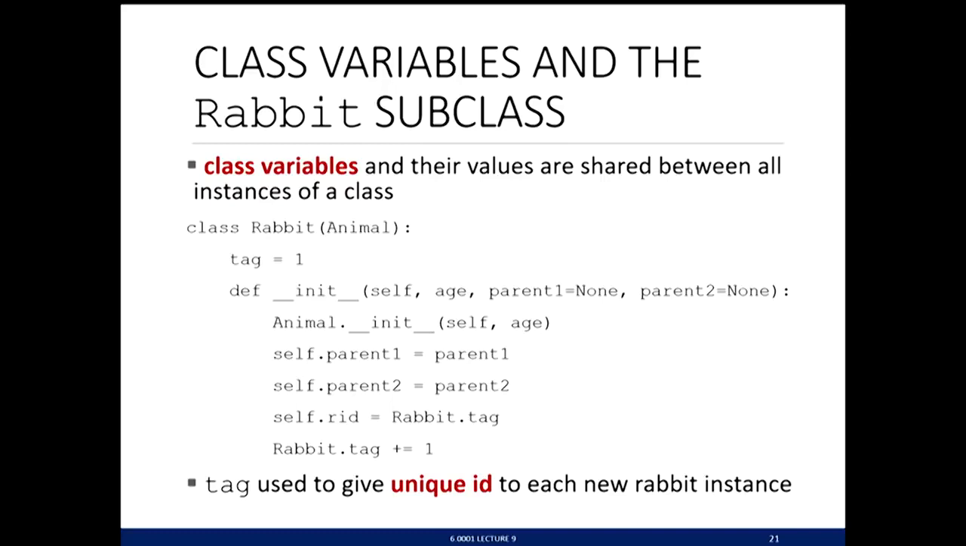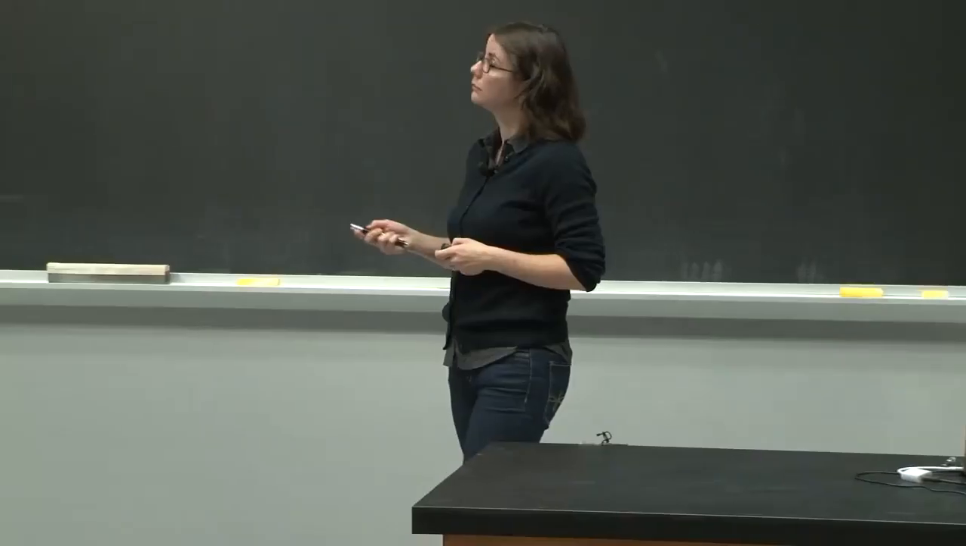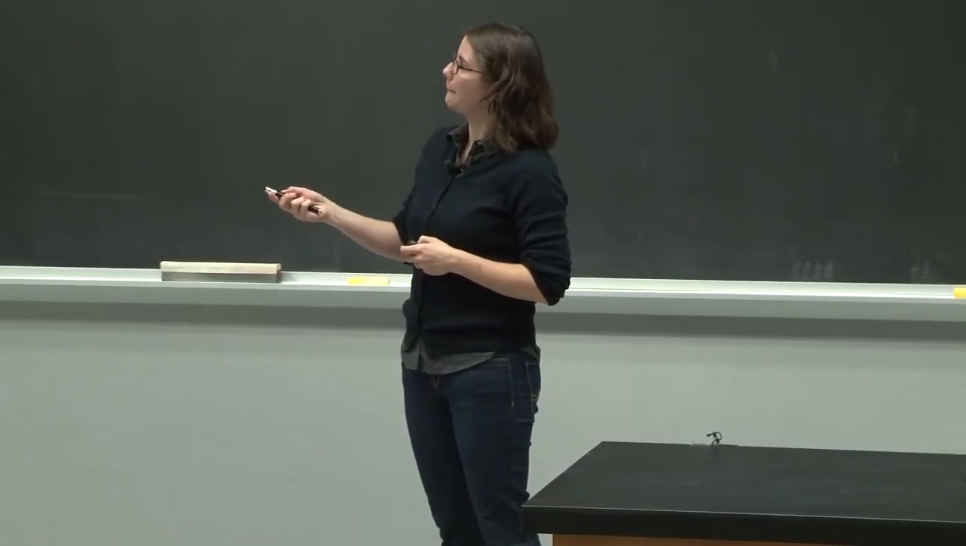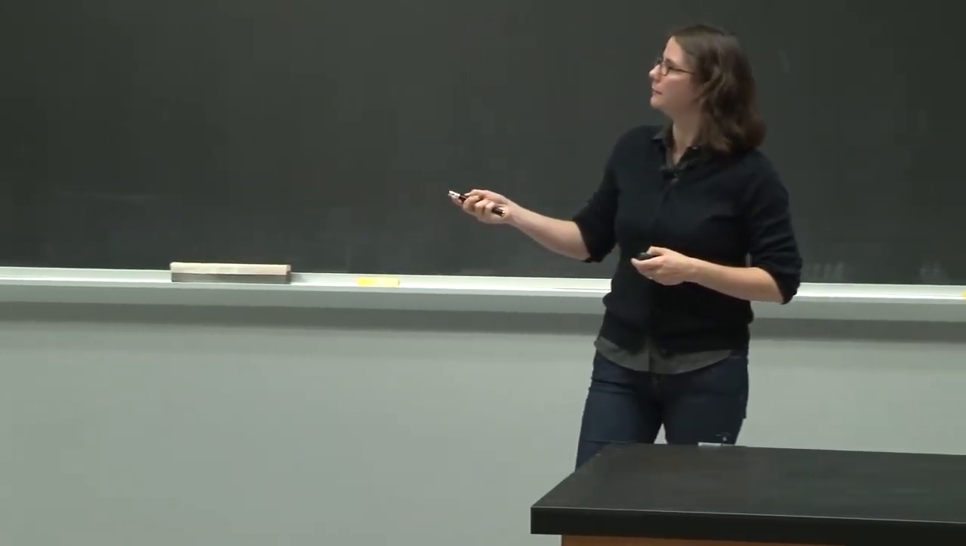Class variables are going to be variables whose values are shared between all of the instances in the class. So if one instance of the class modifies this class variable, then any other instance of the class is going to see the modified value. It's shared among all of the different instances. We're going to use class variables to keep track of rabbits. So we're creating this class Rabbit.